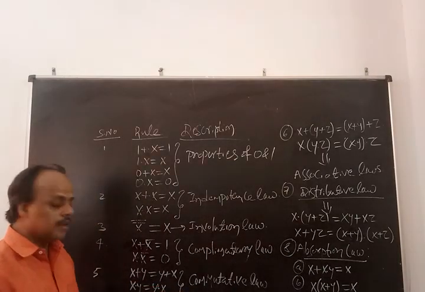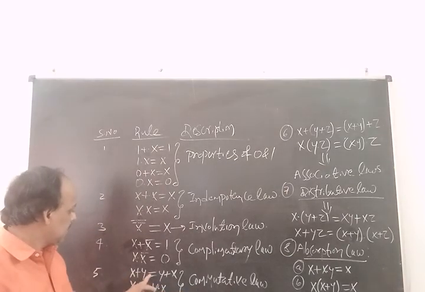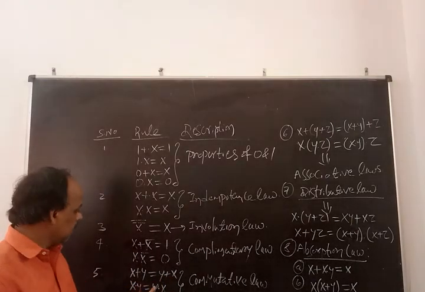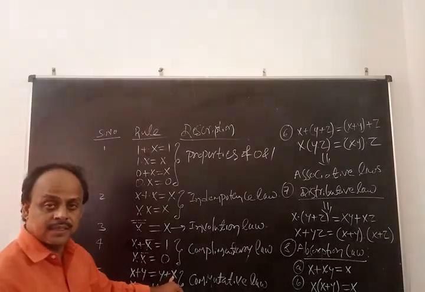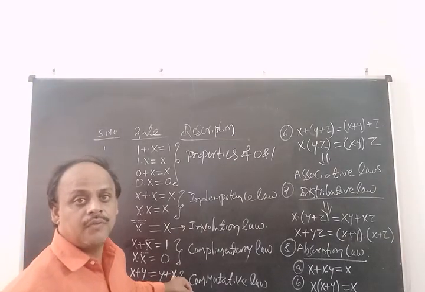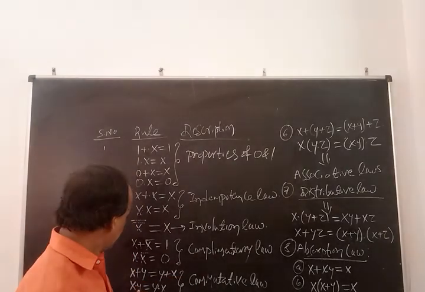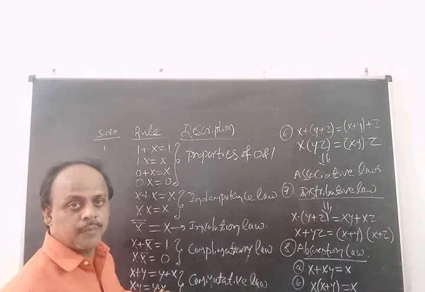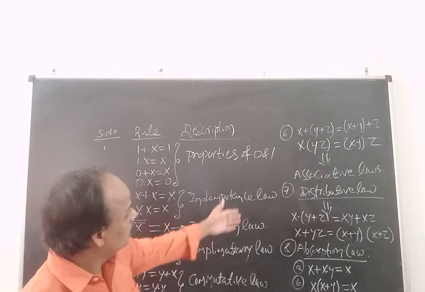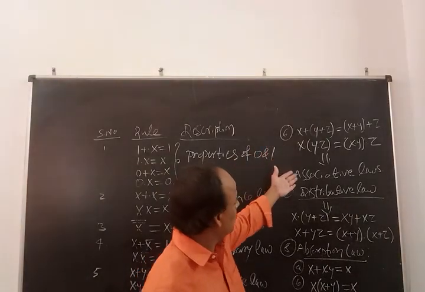In the commutative law, we have two types. X plus y is equal to y plus x, and x into y equal to y into x. X plus y equal to y plus x is called commutative law of addition. X into y equal to y into x is called commutative law of multiplication. Right? So like that. Sixth one, associative law.